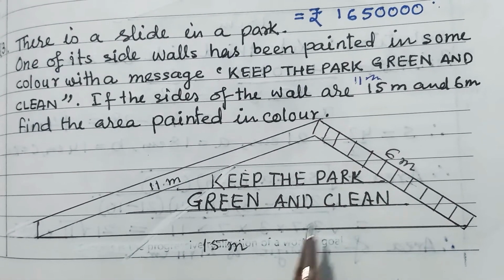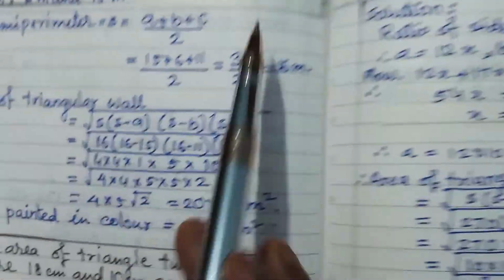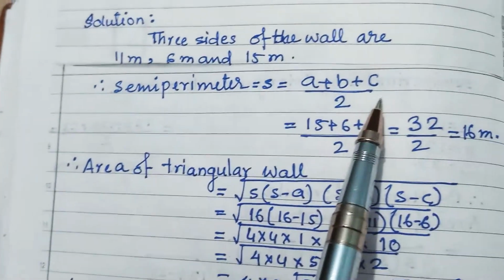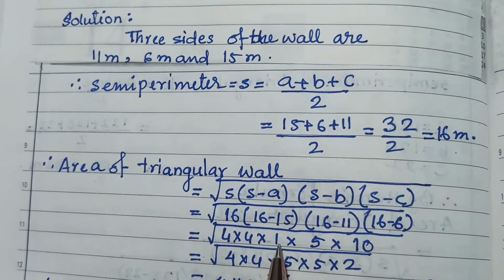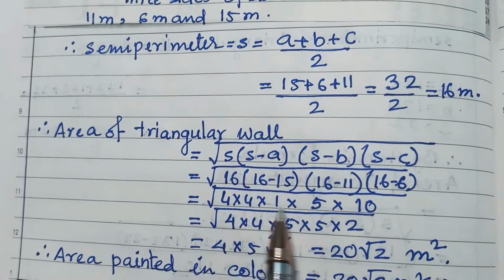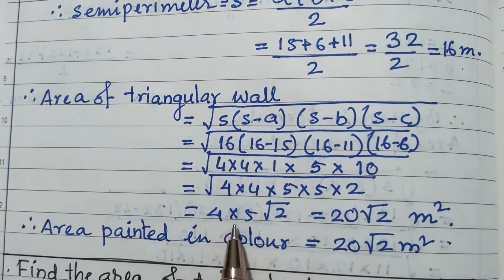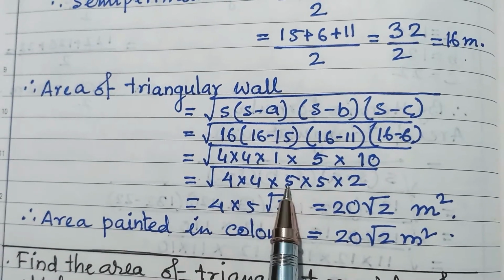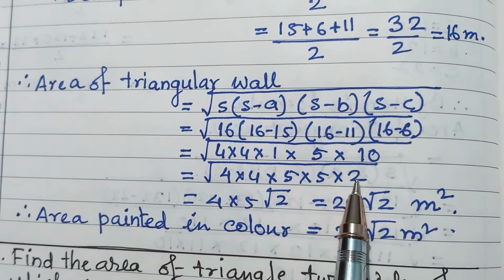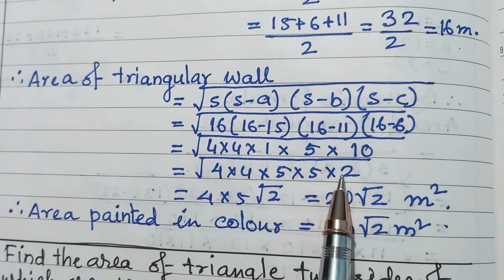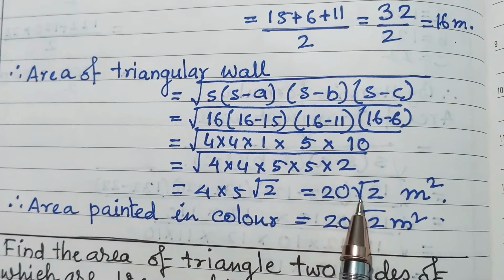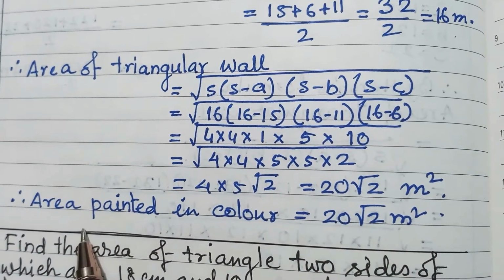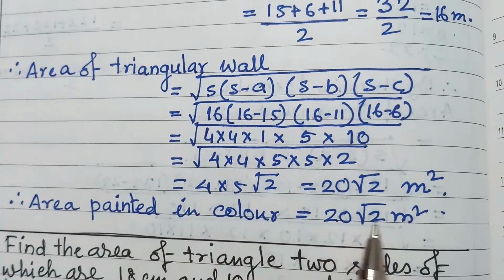This is the park. We have to find out the area of this park. See here, first you have to find out the semi perimeter. It is 16 meter. Now substitute the values of 3 sides and semi perimeter. It is coming 4 into 5 into root 2. Root 2 has no pair, so it is kept under root. So it is 20 root 2 meter square. So the area painted in color is 20 root 2 meter square.